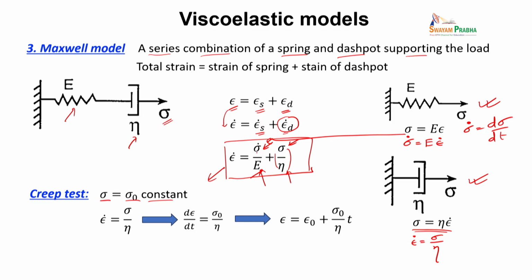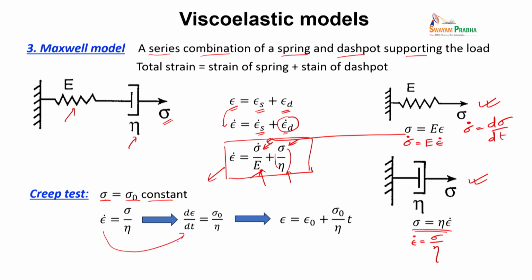So what we do here is that in this equation, since sigma is constant, sigma dot, the time rate of change, is 0 because sigma is constant. So the first term will vanish, and the remaining term would be just simply sigma by eta.